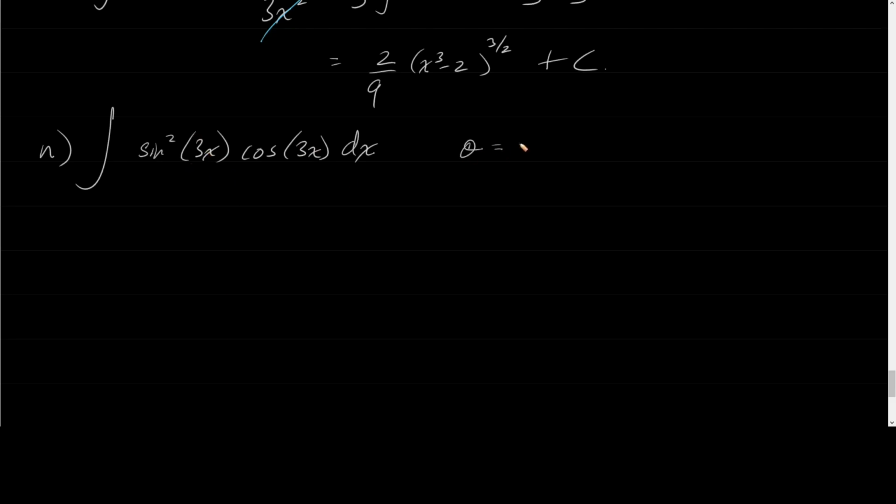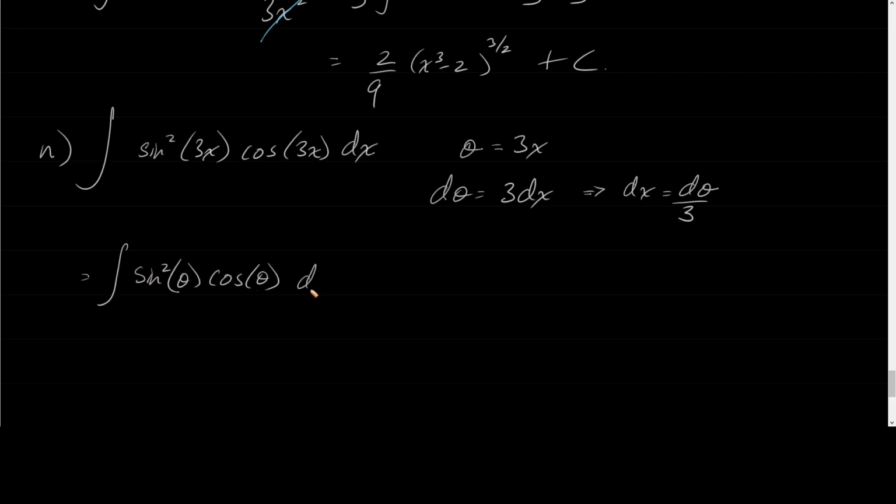So theta, I'm going to let it be 3x. Therefore, d theta would be 3dx, giving us that dx would be d theta over 3. Alright, now, what does this look like now? It looks like the integral of sine squared of theta times cosine theta times d theta over 3, right? The 3x was our theta, the dx became d theta over 3.